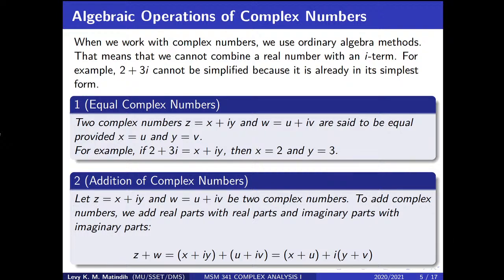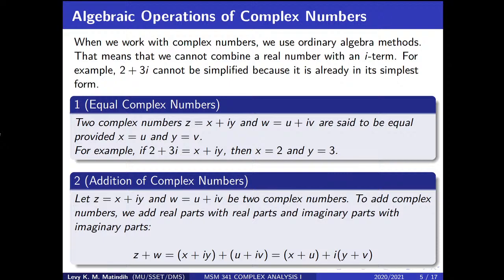So an example is, if 2 plus 3i is equal to x plus iy, this is only possible when x is equal to 2 and y is equal to 3. Then these two complex numbers are the same. Now, this is about two complex numbers which are equal. Then the question is, when can we add two complex numbers? How can we add two complex numbers?